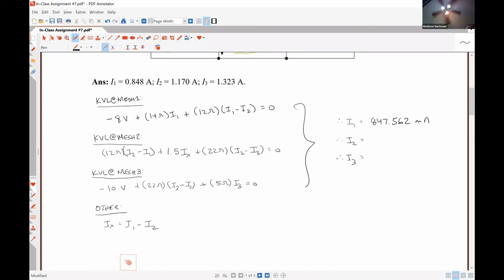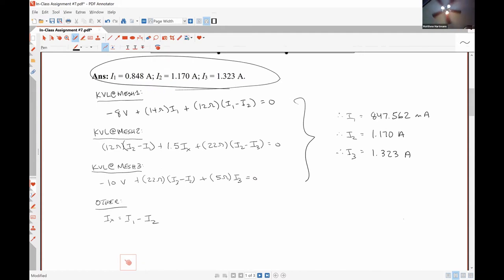847.562 milliamps, 1.170 amps, 1.323 amps, which matches the answers that I have above. All right, so it looks like we did that one right, and that one's fairly straightforward. Any questions regarding this first problem?